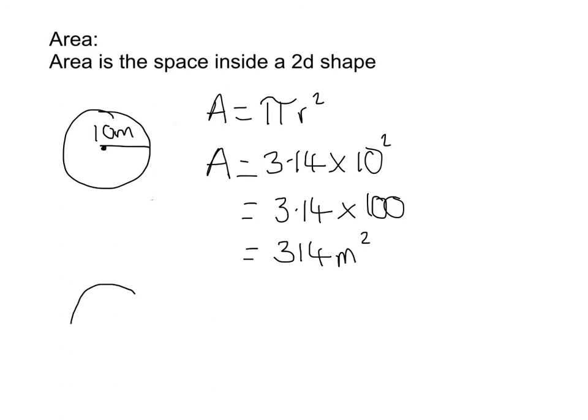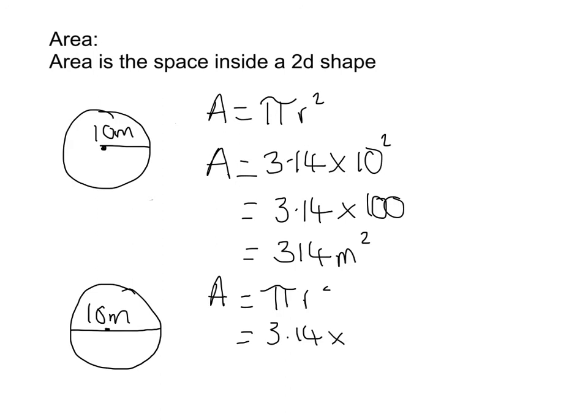What about then if I was given a circle, but instead of radius I was given the diameter? Let's say the diameter of a circle is 10 metres. Well, the area will be pi r squared, which will be 3.14 times, well, if I got the diameter, I half it to get the radius, so that'll be 5 squared. Now that's going to give me an answer of 3.14 times 25, which is 78.5 metres squared.